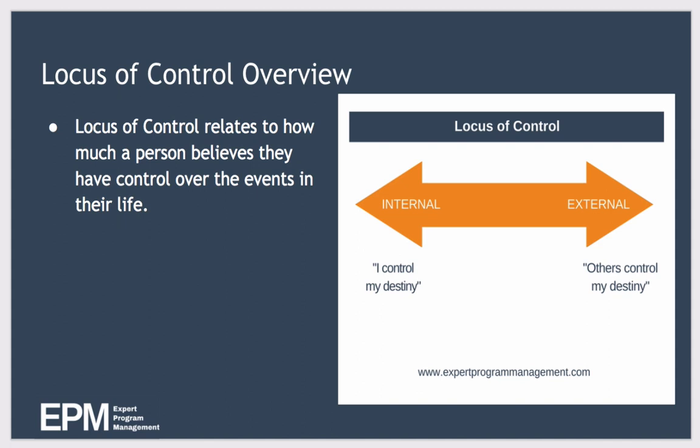As an example, consider students who fail an exam. A student with an internal locus of control might conclude that they didn't work hard enough, whereas a student with an external locus of control might conclude that their teacher had let them down in some way. They're essentially placing the blame on the teacher.